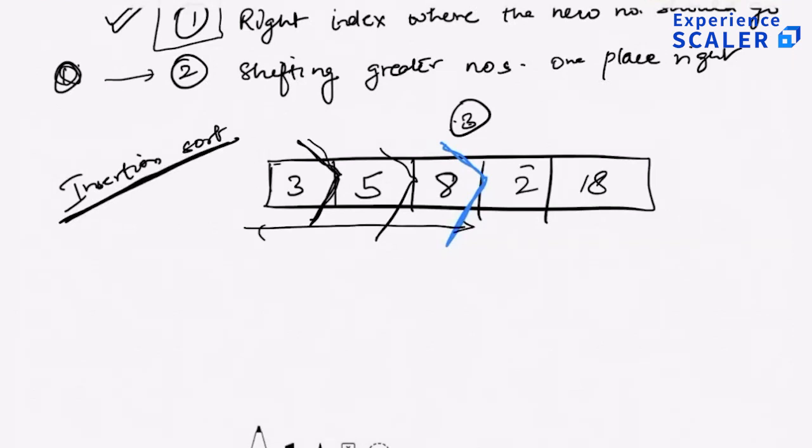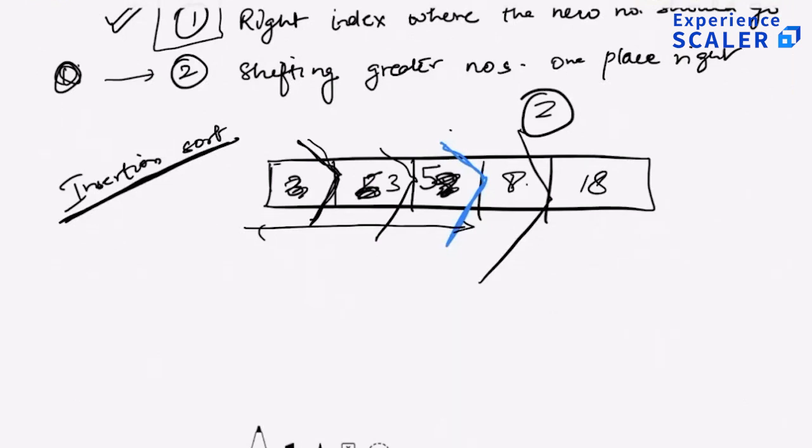Now I'll take this number 2, as I'm trying to sort the first 4 numbers. I'll take the new number 2 and imagine that 2 is the new number that I was getting. So I put this in a temporary variable. I'll do the same comparison. Is 2 bigger than 8? No. So 8 comes here. Is 2 bigger than 5? No. So 5 comes here. Is 2 bigger than 3? No. So 3 comes here. And then 2 comes here. And then finally 18 is bigger than 8. So 18 will directly come here.